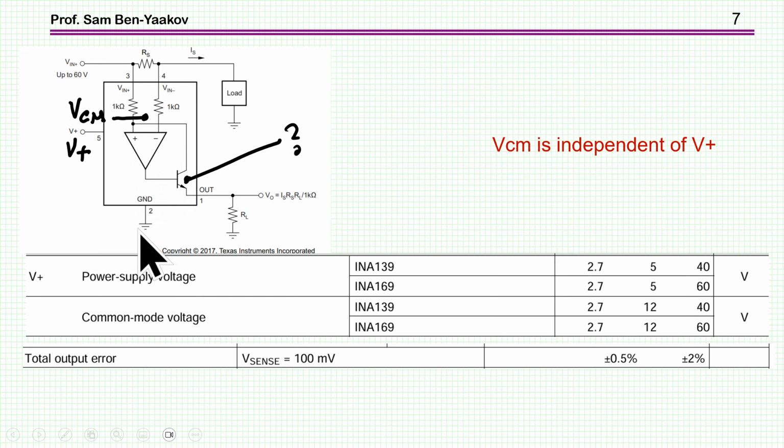Okay. Now, obviously, the voltage of the power supply has to be higher than the output. You cannot generate an output voltage which is higher than the power supply.